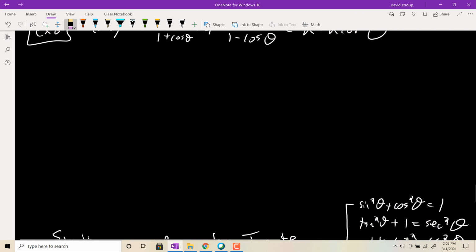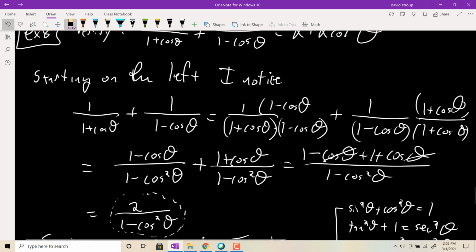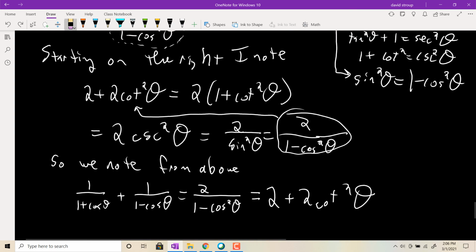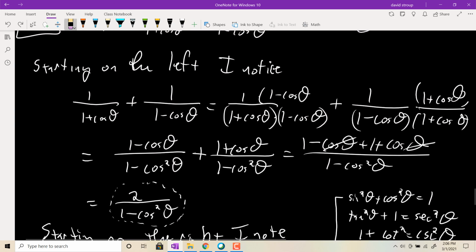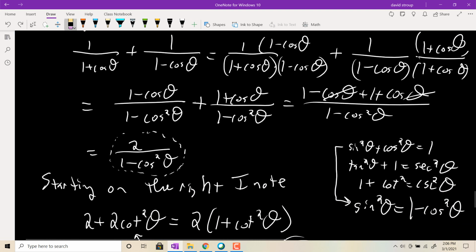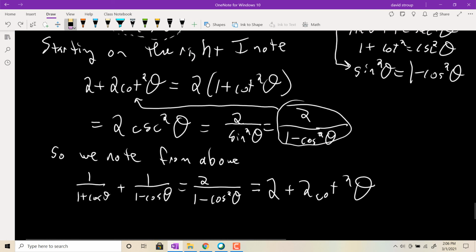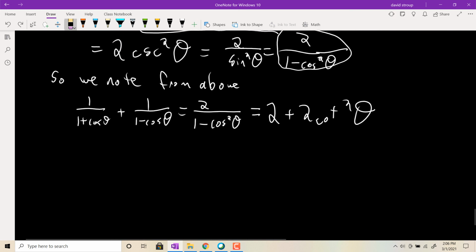I wonder if I can redo things. Oh, I got it back. The magic of the computer. All right, there we are. So starting on the left, I got to here. Then starting on the right, I got to the same place. So I can connect the two from above, and that proves the identity. So I'll just say, which is what we wanted to show.